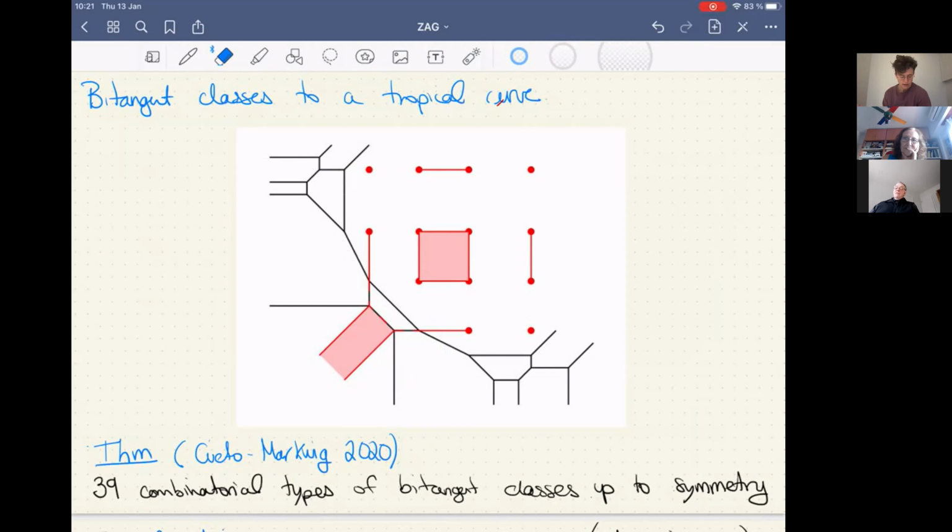And actually, Cueto and Markwig classified the types of bitangent class shapes. Each curve has 7 bitangency classes, but there are, I guess, 39 combinatorial possibilities for what these types of bitangent classes look like.